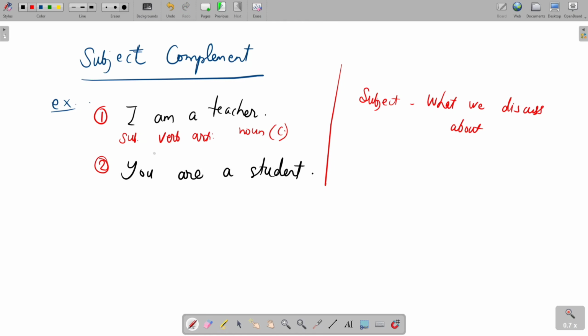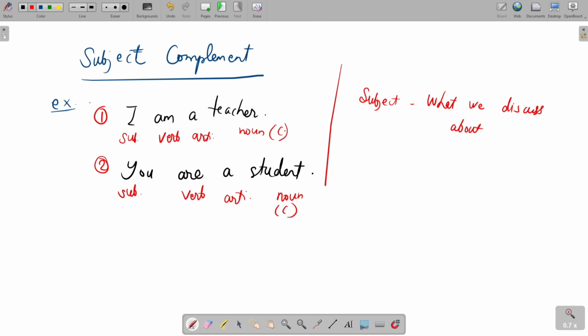In the second sentence, you will be the subject because we are discussing about you, and are is a verb, and a is an article, and student is again a noun. And which type of noun? Common noun. So all these categorizations, all these notations have been written here by me. In the first sentence you can see that I am a teacher. Here subject is I, am is a verb, a is an article, and teacher is a noun.